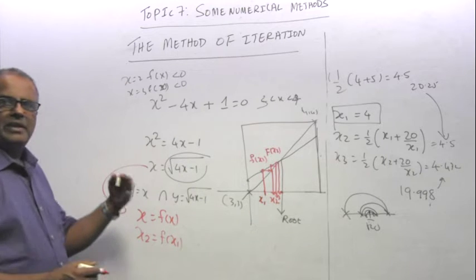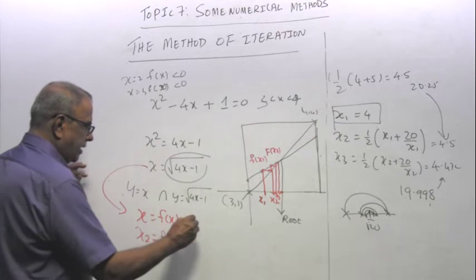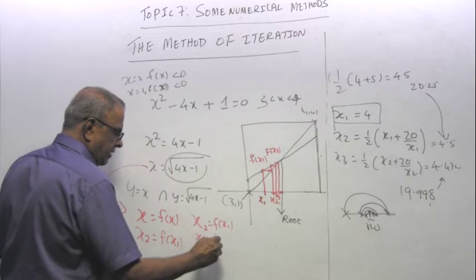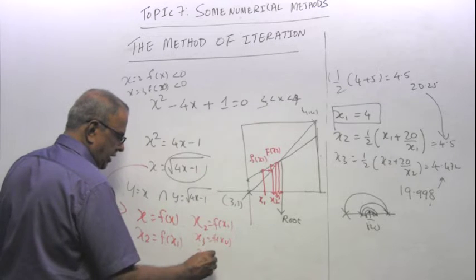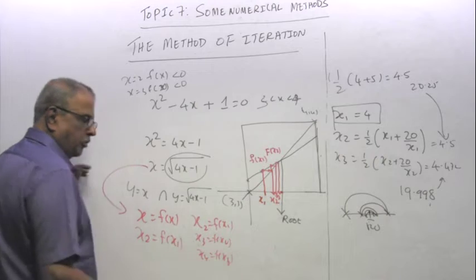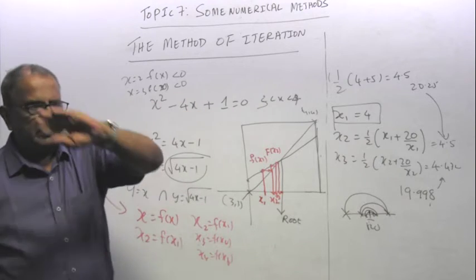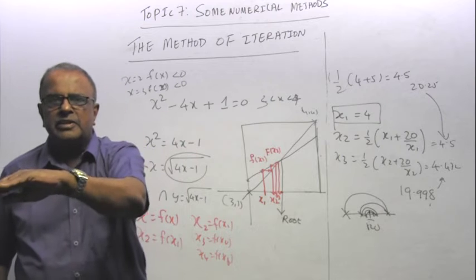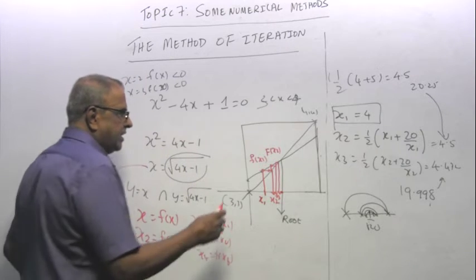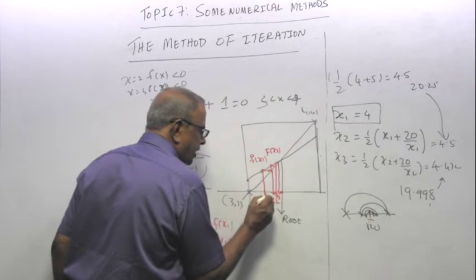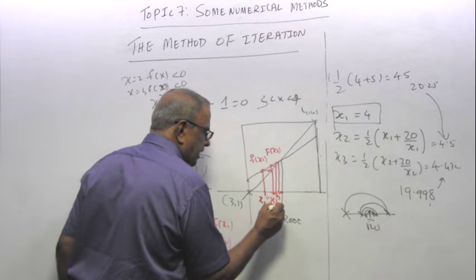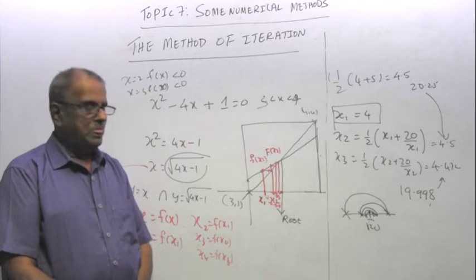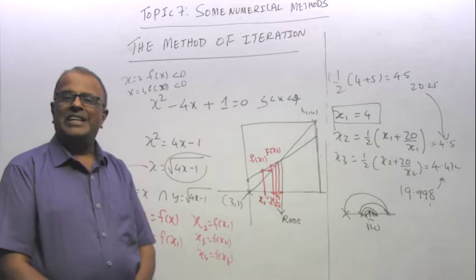So what's happening? I am using the same formula: x2 equals f of x1, x3 equals f of x2, x4 equals f of x3. Whatever answer I get in the previous application, I'm putting it in the next application. Then I'm using an iteration, and you see this iteration, you're coming closer and closer to the root. Yeah? That is the method of iteration.